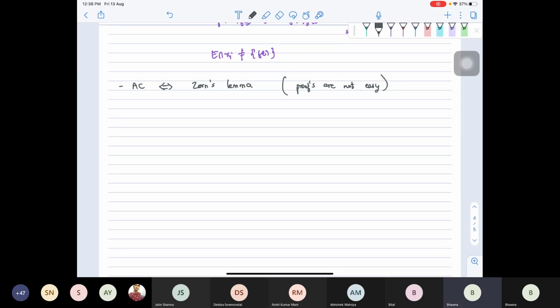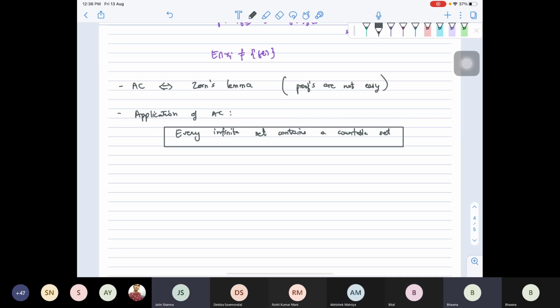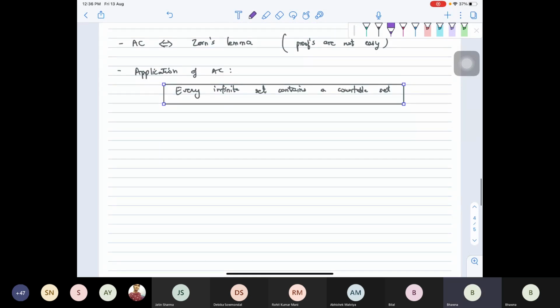Now as an application of the axiom of choice, I'll state a result: every infinite set contains a countable set. You remember what a countable set was? Yes, a bijection with the natural numbers. So every infinite set contains a countable set.